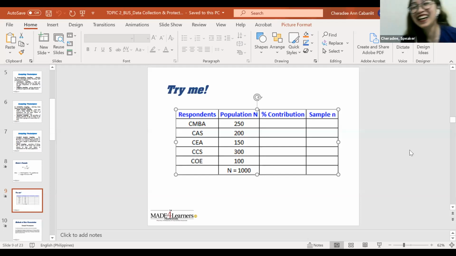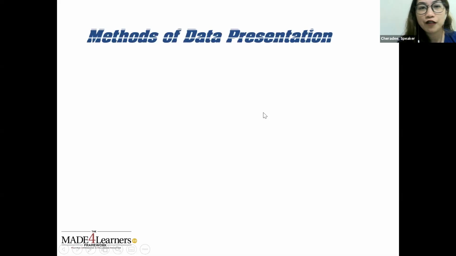But it's clear now, everyone. It's clear, guys, how you conduct it, no? How to use Slovin's formula. So at least you already have an idea now how to compute and how many samples you are going to use, especially if you are tasked to do surveys or to analyze data. Right? So I hope you have learned something from that.